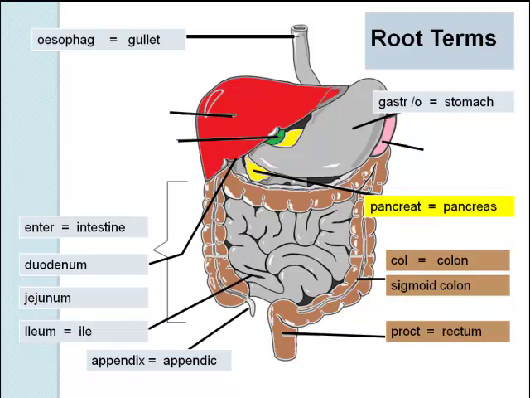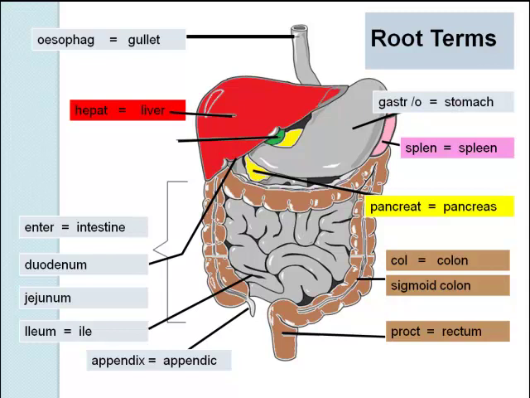In yellow, we have the organ called the pancreas. The root term for pancreas is pancreat. It's very similar. A patient may have pancreatitis, inflammation of the pancreas. The pancreas is where the body makes insulin to control your blood sugar levels. Spleen is splen. So a patient may have a splenectomy, a removal of the spleen. The spleen has many functions, from storing blood to being part of the immune system.